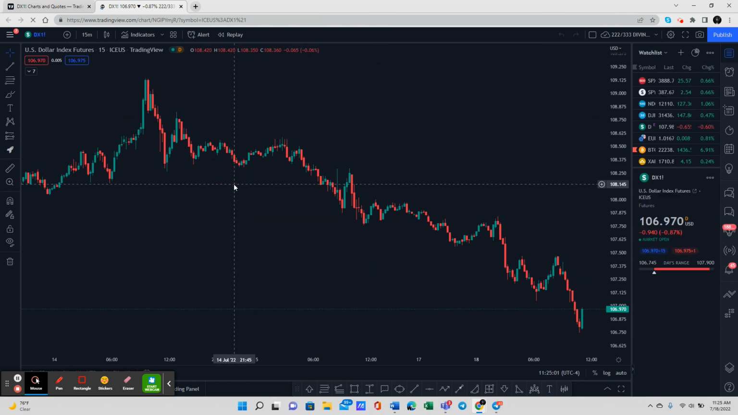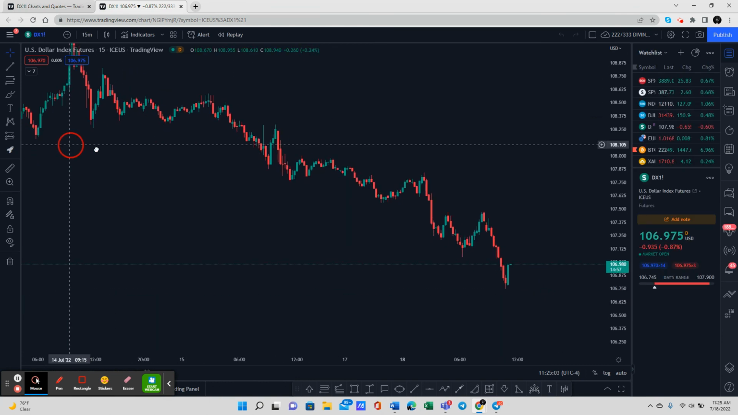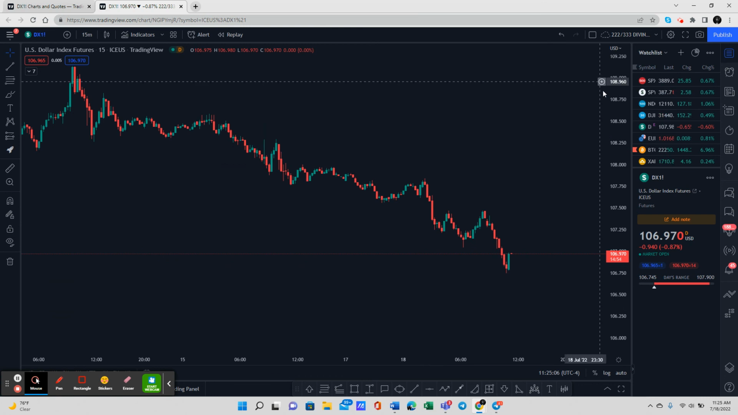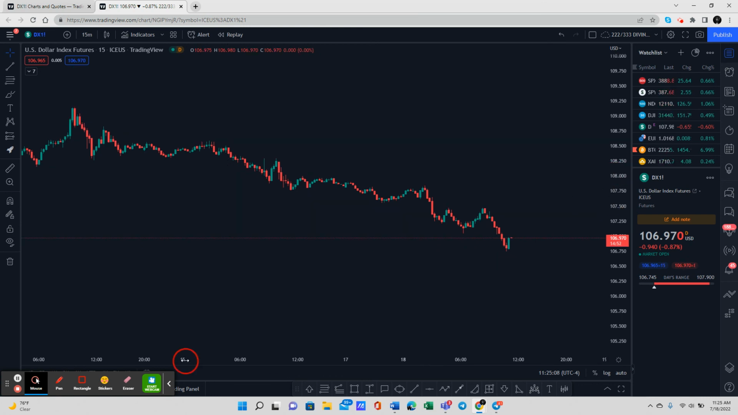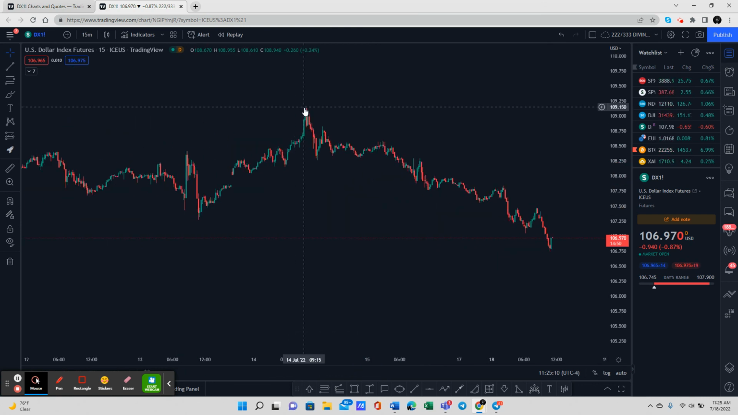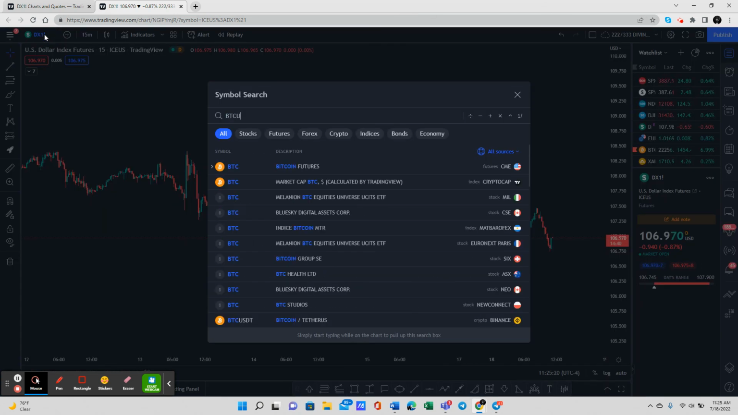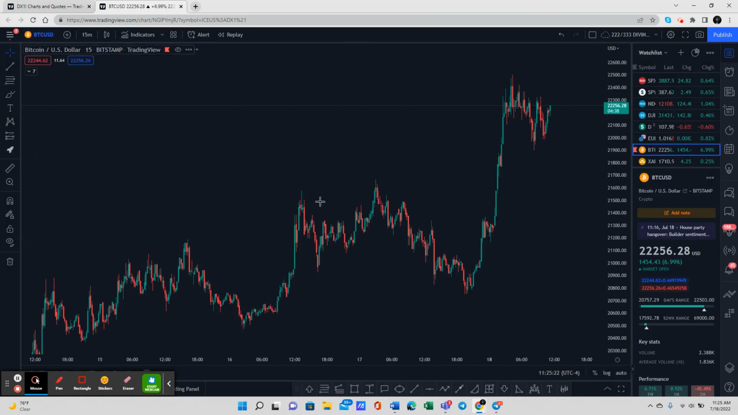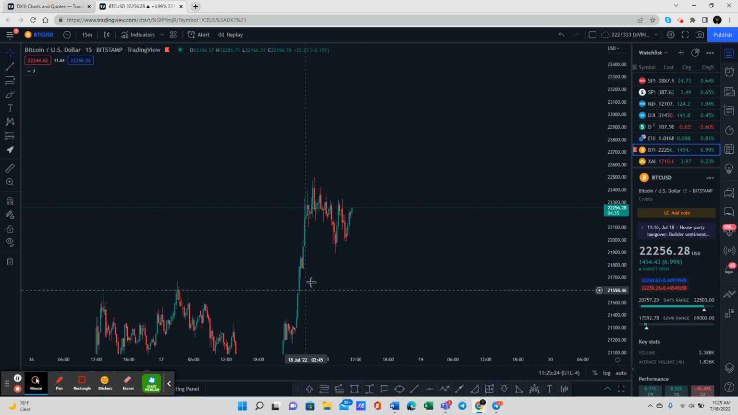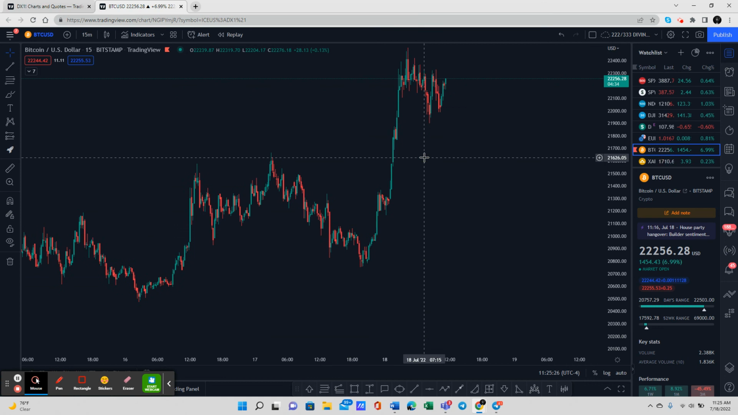On the DXY chart, this is the dollar index futures, but the same thing. What do you notice on the dollar? We had this massive high up here, 109, which is ridiculous. We had a nice little pullback. So what do you notice? If the dollar is dropping, you have your what? Bitcoin, all these things are what? Rising. So this is why I need you guys to focus on Forex, crypto, whatever.